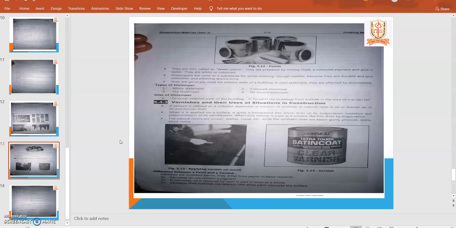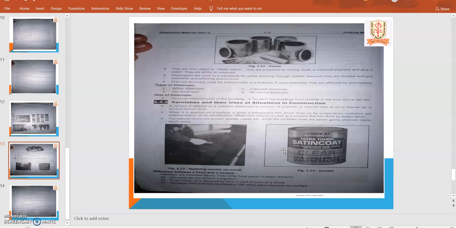The natural resins are amber, shellac, and copal, while the synthetic ones are gums, phenolic resins, or alkyd resins. So here the images are shown. These are the varnishes. So what is the difference between paints and varnishes? First of all, varnishes do not contain pigments, while paints contain pigments. That is the main important parameter in paints.